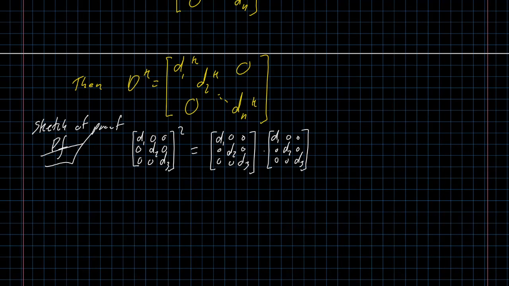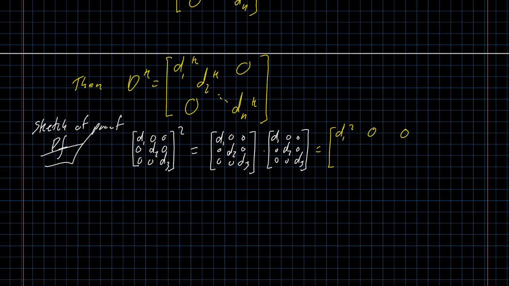All right, well, the rules of multiplication. I want to dot row with column. So I'll get D1 times D1, 0 times 0, 0 times 0. Then I'll go row and column. I'll get D1 times 0, which is 0, 0 times D2, which is 0, 0 times 0, which is 0. And that's a pattern that's going to continue onward. So I get D1 squared, I get 0, I get 0.